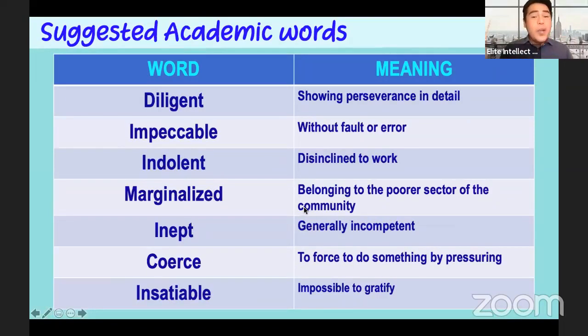Diligent. When you say diligent, it's showing perseverance in detail. Sir, again, how did you pronounce that? Perseverance. Some people tend to pronounce it differently. It's totally fine, but the most accurate pronunciation is perseverance, okay? What else? Impeccable. When you say impeccable, you are without fault or error. I loved her impeccable performance on the IELTS exam.